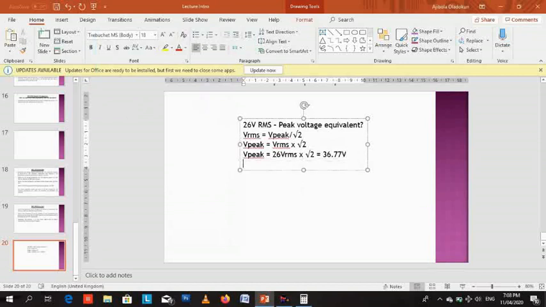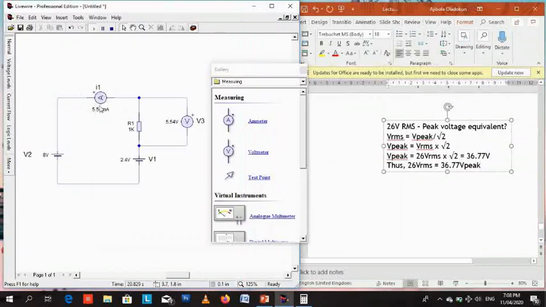So we see here that our V peak is 36.77 volts. So thus 26 volt RMS is the same thing as 36.77 volts V peak. So we can now sketch the waveform. Since we know the peak voltage, it's easy for us to sketch it.